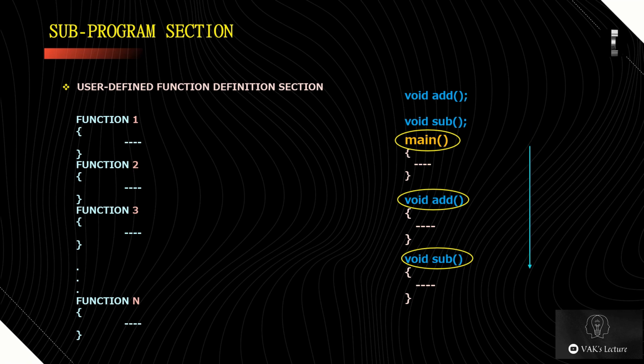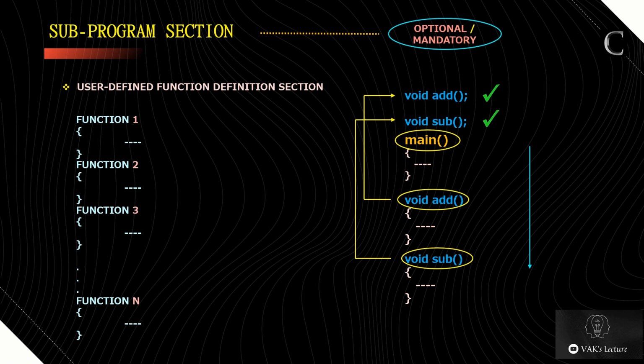Whatever user-defined functions you write below the main function, exactly those should be declared above the main function. That's why add and sub functions are declared above the main function. Otherwise, the compiler will display an error message. This section is optional, but if you want to write user-defined functions, then only it becomes mandatory. So this is about the subprogram section. And up to now, we have discussed the basic structure of the C programming language.